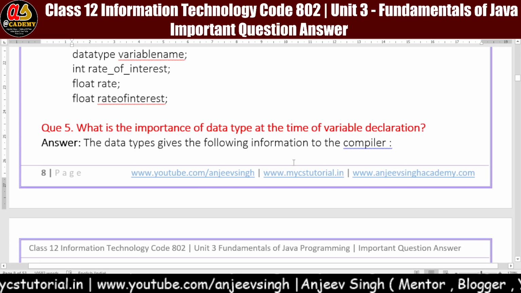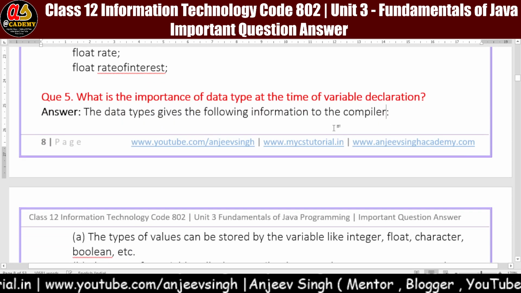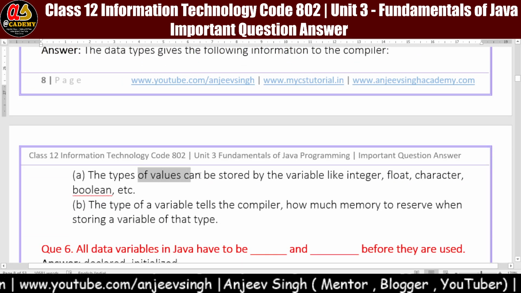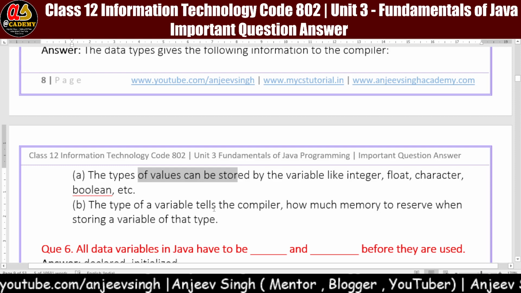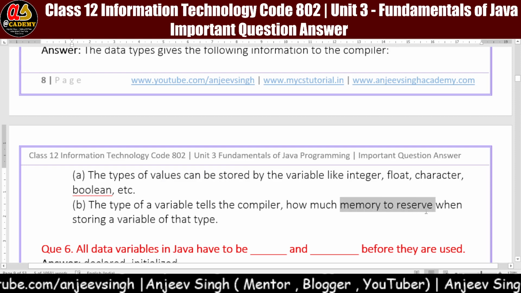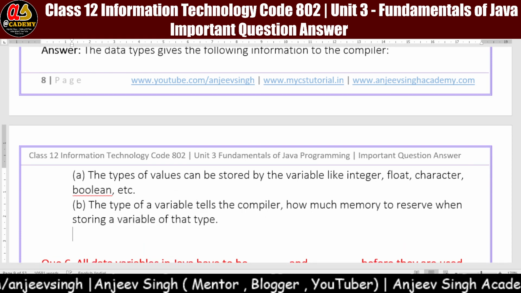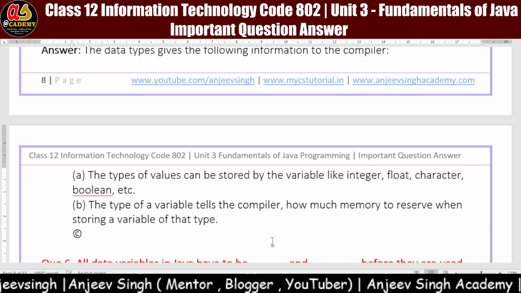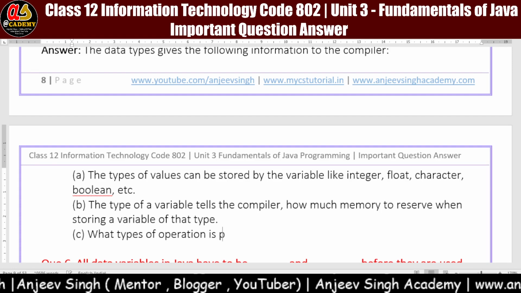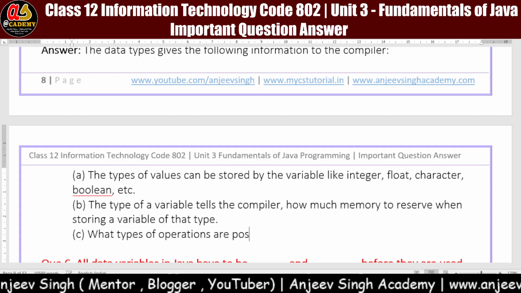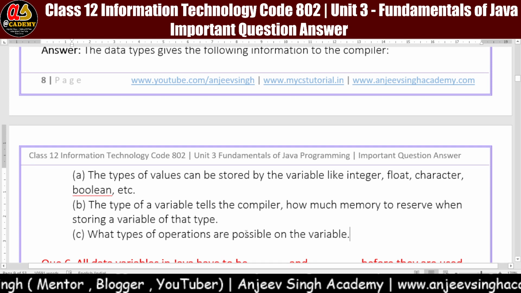What is the importance of data types at the time of variable declaration? Actually, data types give the following information to the compiler. What types of values can be stored by the variable, like integer, float, character, boolean, etc. The type of variable also tells the compiler how much memory is going to be reserved by that variable, as well as what types of operations are possible on the variable. So you are getting this information with the help of data types.